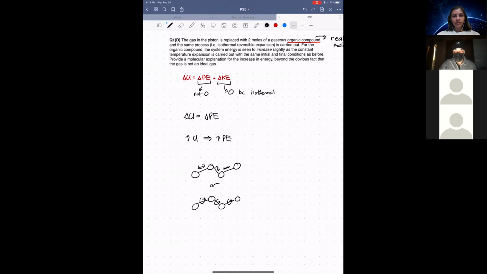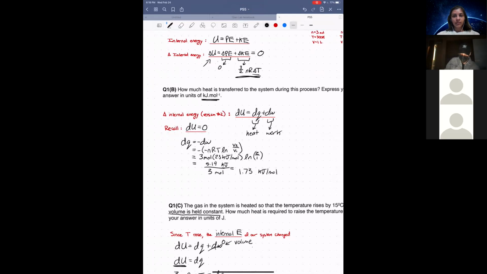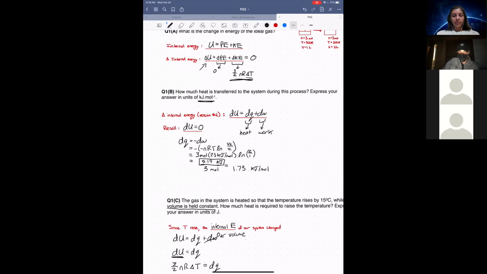Let me check if there are any questions. Why do we divide by 3? This answer, 5.19, is only in kilojoules. However, the question says to give it in kilojoules per mole. So 5.19 kilojoules is for 3 moles of gas. To get per mole, you divide by 3 because we have 3 moles of gas in our system.